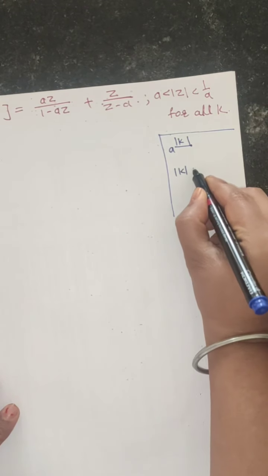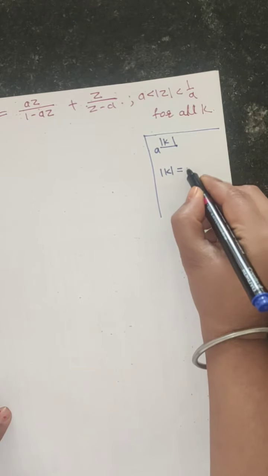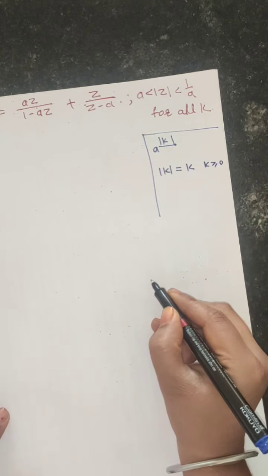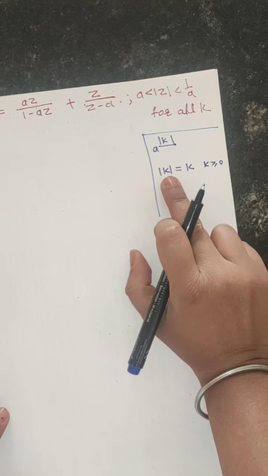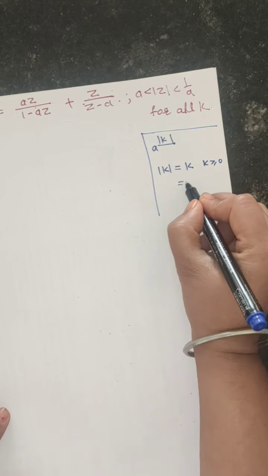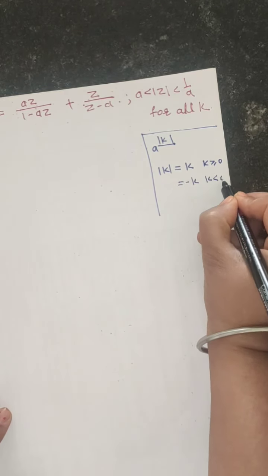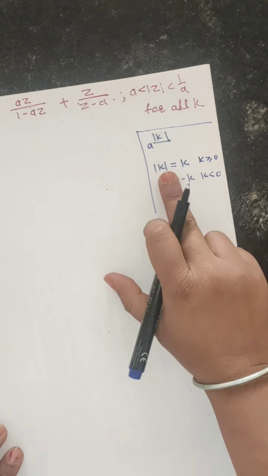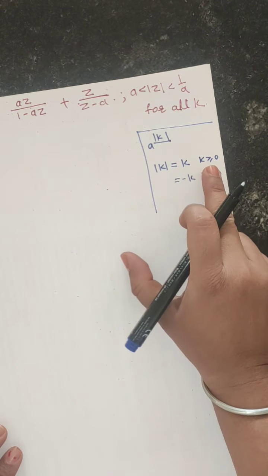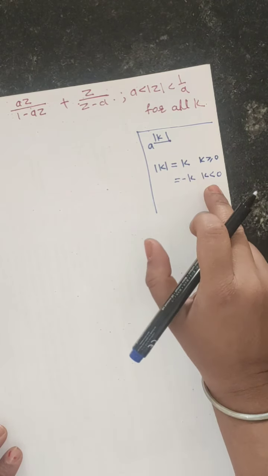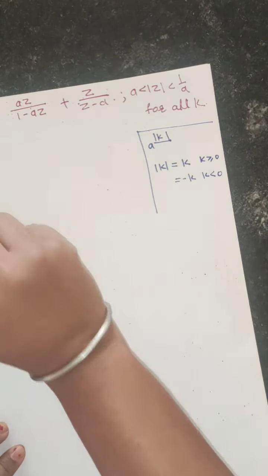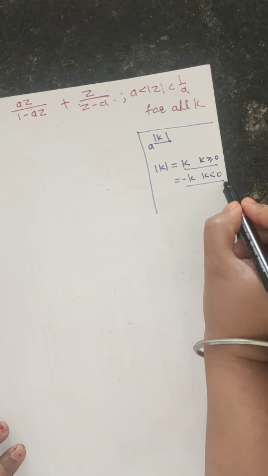Modulus of k is a positive value if k is greater than or equal to 0. If k is greater than or equal to 0, then the value of modulus of k is k, positive, and its value is negative if k is strictly less than 0. That means it has two values, positive value if k is greater than or equal to 0 and negative value if k is less than 0. So in this sequence we find the Z transform for these two types.